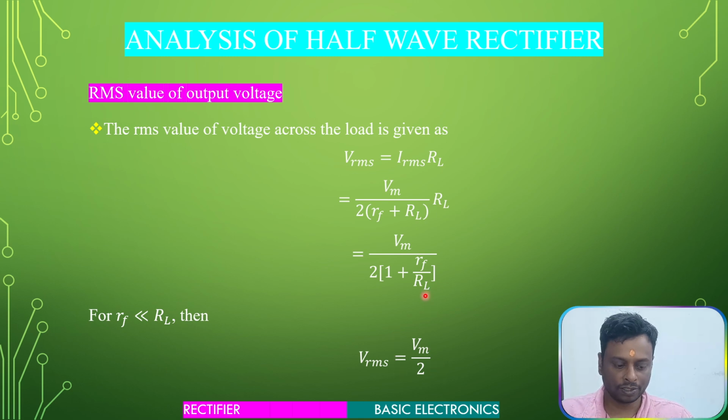So we have seen how to find the average value of voltage and the average value of current. Then we have seen the RMS value of the output voltage and the RMS value of the output current. These are very important for finding the efficiency of the rectifier. You need to know the RMS value of the output voltage and output current, and the DC or average value of the output current and output voltage.